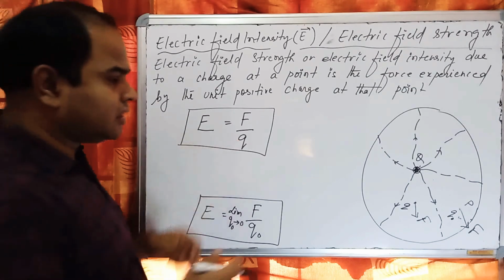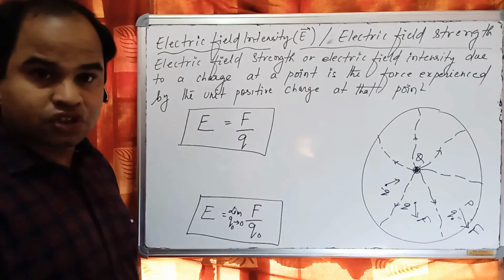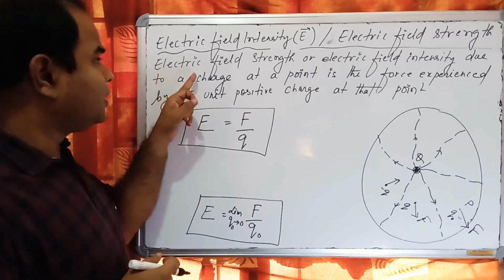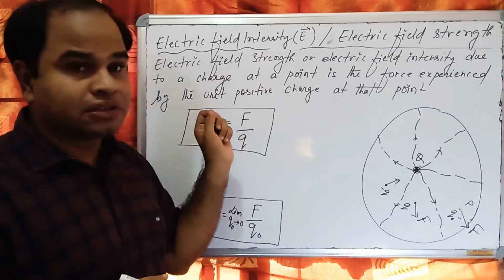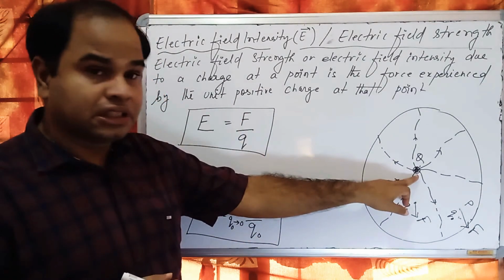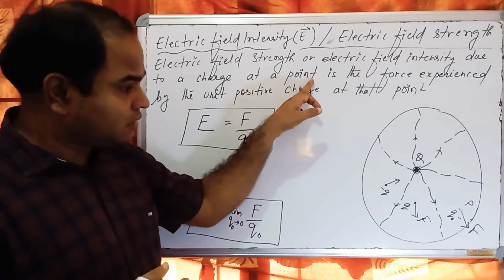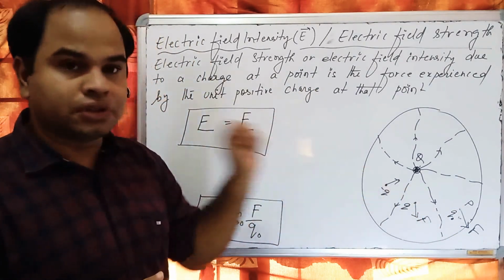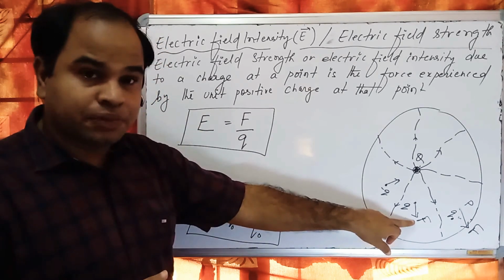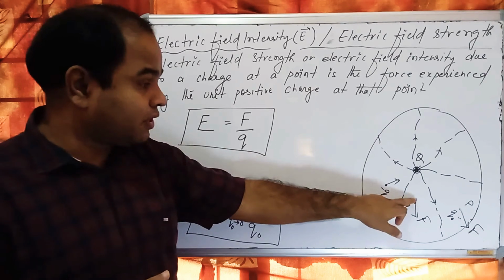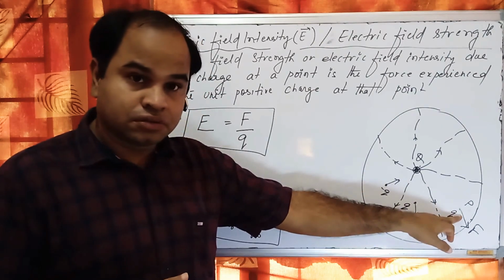If we had taken a unit negative charge, only the direction would be opposite; other things are the same. So understand the definition: electric field strength or electric field intensity due to a charge means this electric field strength is produced by the charge, in this case q. At a point, the electric field strength due to a charge is the force experienced by the unit positive charge at that point, that is, the test charge.